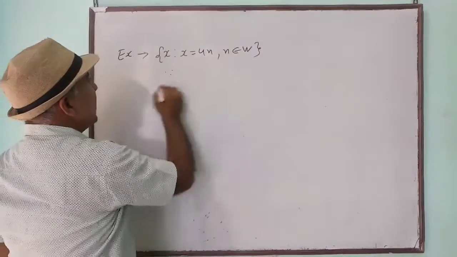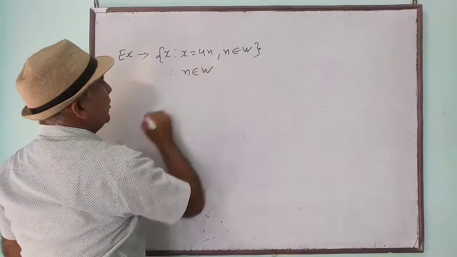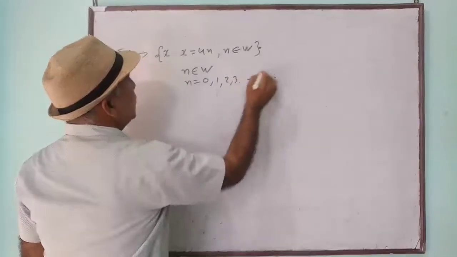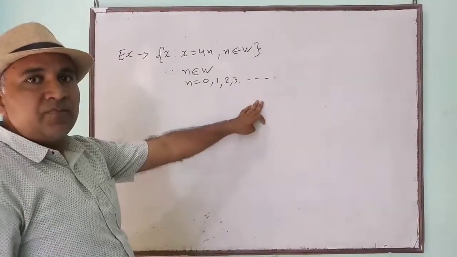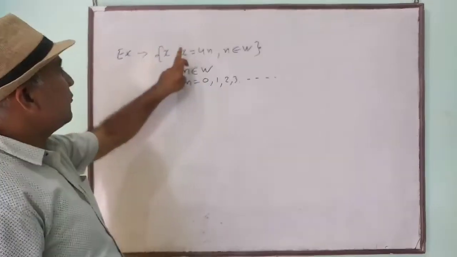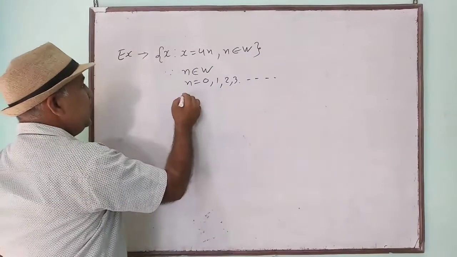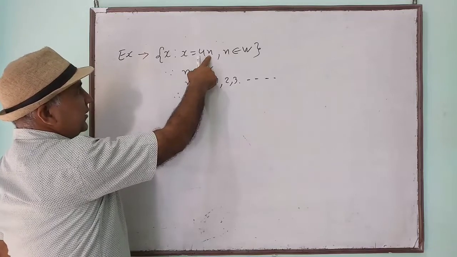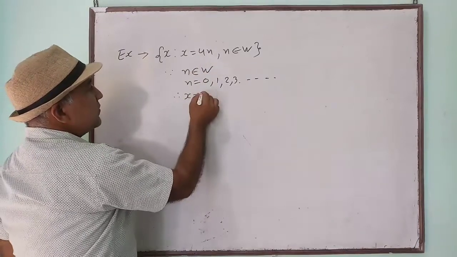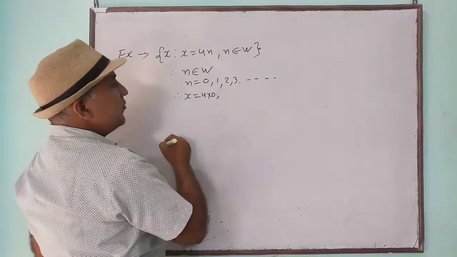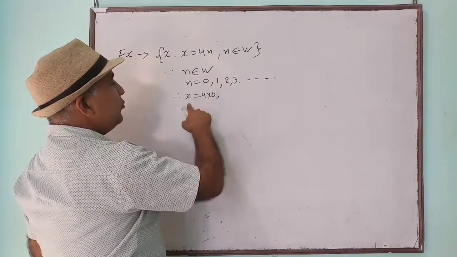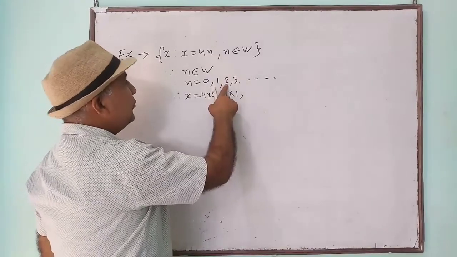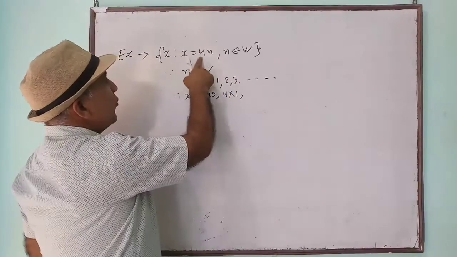So children, you can see that here small n is whole number. N is whole number means 0, 1, 2, 3 and so on. The value of n is this. If value of n is this, then what will be the value of x? See here. Therefore, since x is equal to 4n, if n is 0, then x will be 4 into 0. If n is 1, then value of x will be 4 into 1. Understood? If value of n is 2, then what will be x? 4 into 2.